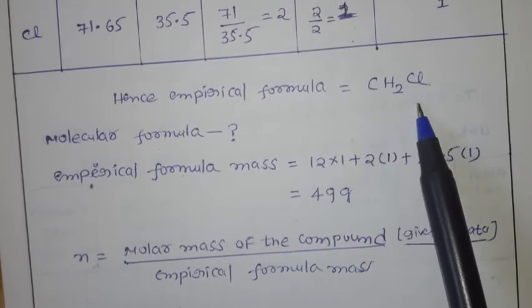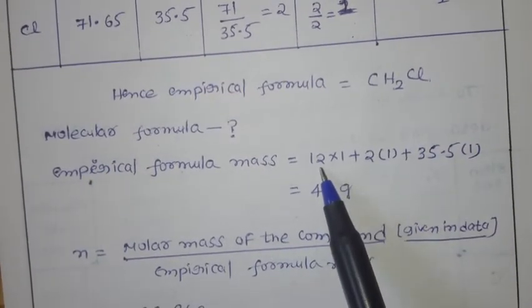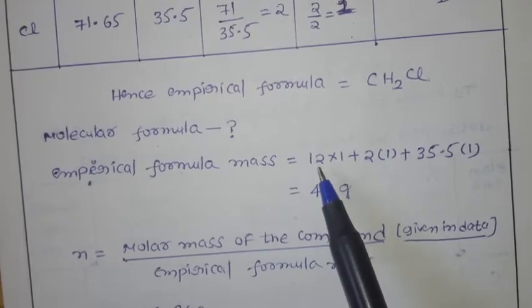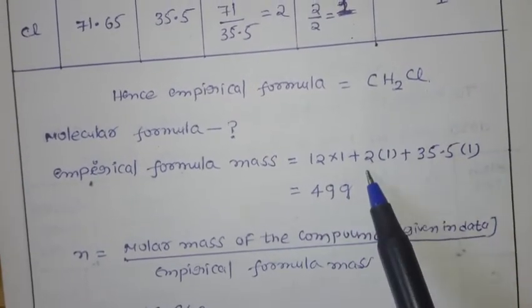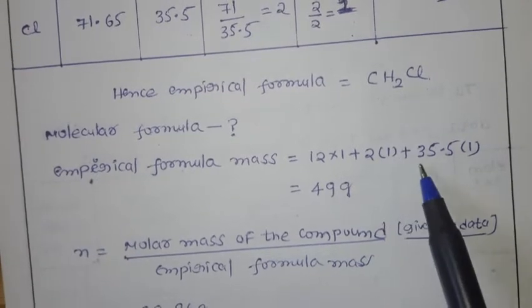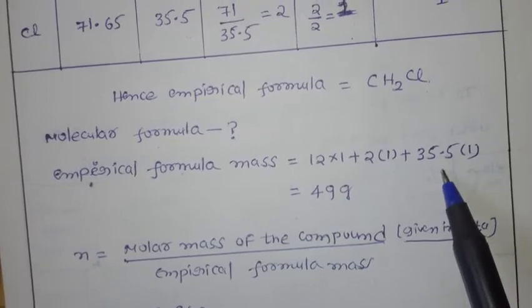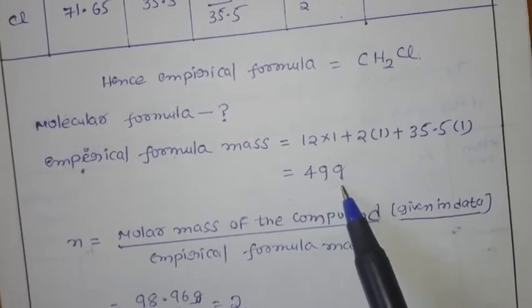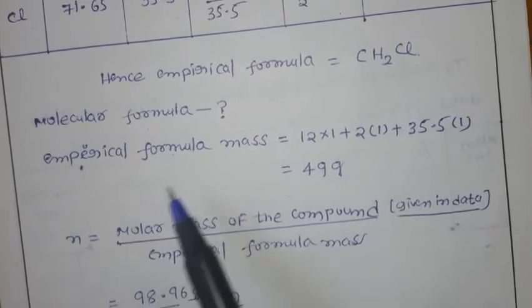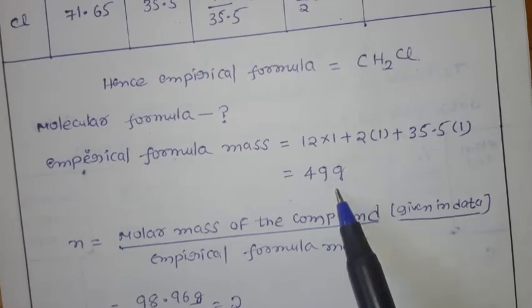Now what is the empirical formula mass? We have CH2Cl. Calculating the mass: one carbon atom, atomic mass 12, so 12 times 1, plus 2 hydrogens, atomic mass 1, plus 1 chlorine, atomic mass 35.5. If you add all together, you get 49 grams. This is the empirical formula mass.